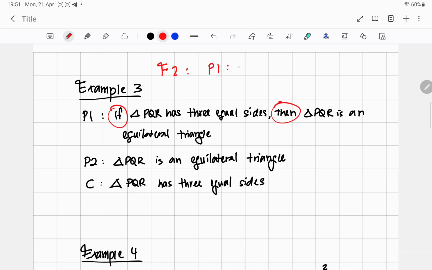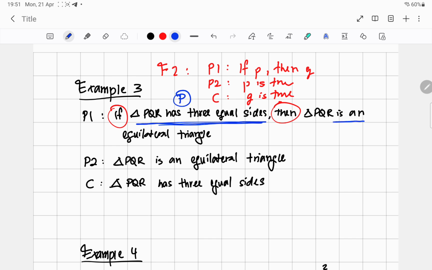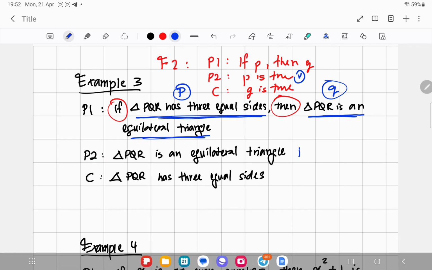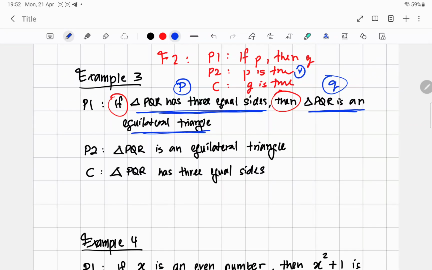Form 2 argument is: premise 1 says if P then Q, then premise 2 says P is true, and then your conclusion is Q is true. So check here. They say if then, so find what your P is. This is your P. After the word then, this is your Q. Now look at premise 2. It must talk about P, right? Is P in premise 2? Yes, this is P, the same statement. And then the conclusion is your Q, the same as here.